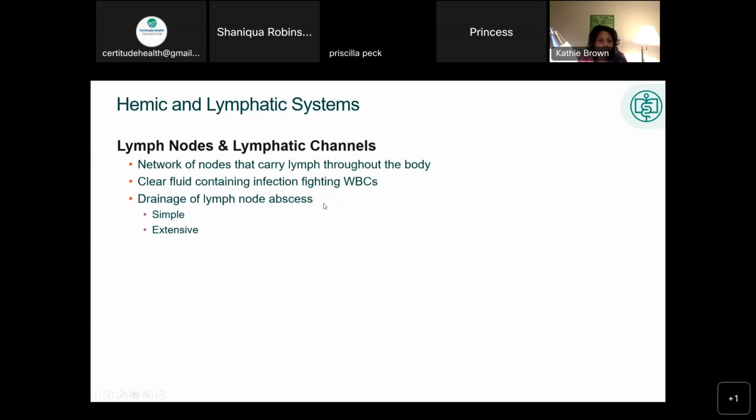Drainage of a lymph node abscess can either be simple or extensive. It's simple if they, well, let me rephrase that. It's extensive if they have to drain it and leave tubes in, or do anything that is above the definition of simple.